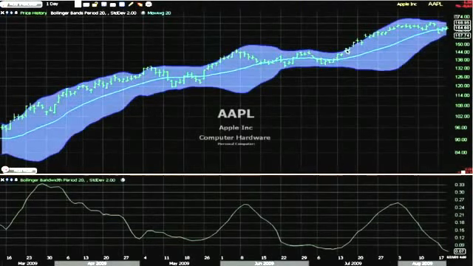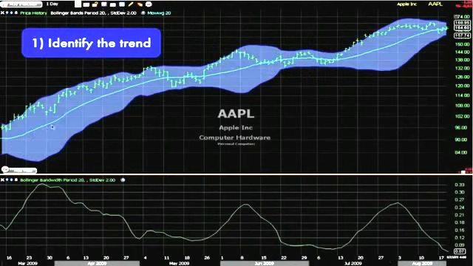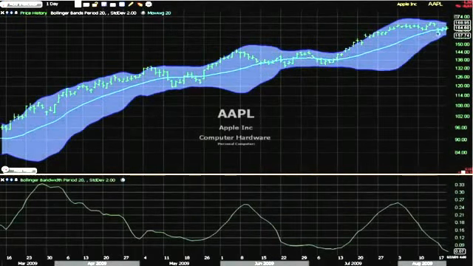So how can we trade this? Well, first I identify the trend. I look at my MA and see that it's upsloping and the price is staying relatively above it. So the trend is up. I will only take long plays.